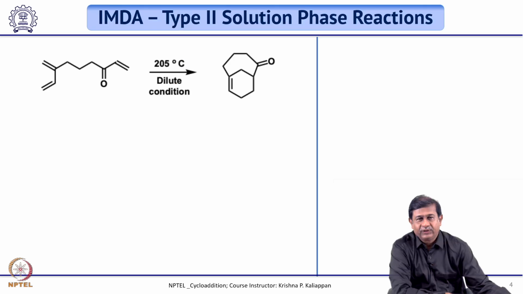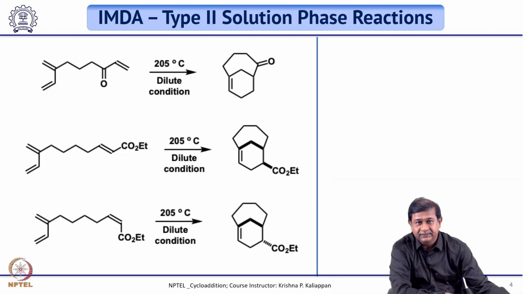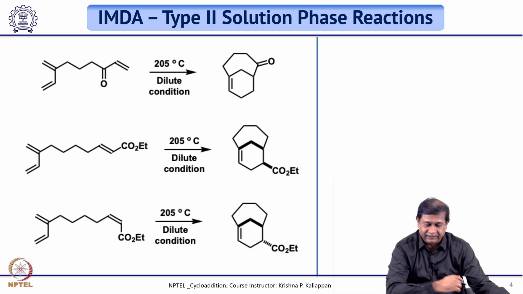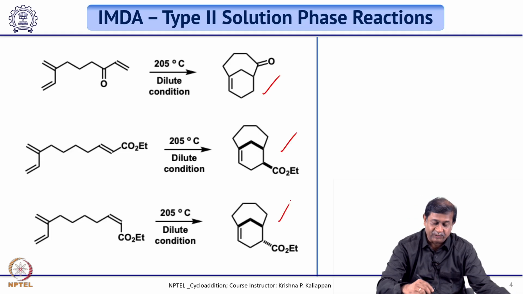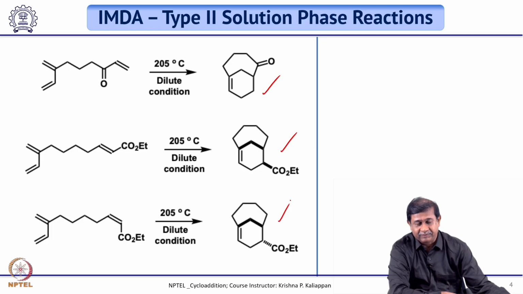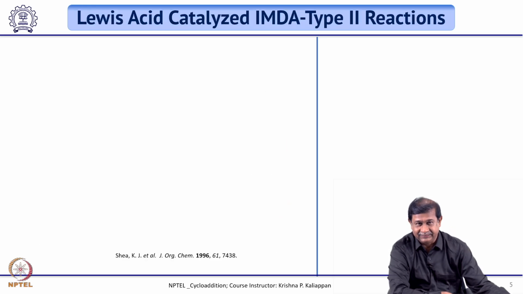So how to carry out this reaction? As you know, you have to heat it at high temperature, and at the same time this is an intramolecular reaction, so obviously it should be done under very dilute condition. You can dissolve it in a high boiling solvent and do it under very high dilute condition. So the same thing can be done in solution phase. That is how such reactions were repeated in solvents to get exactly the same products which were observed in the gas phase reaction.